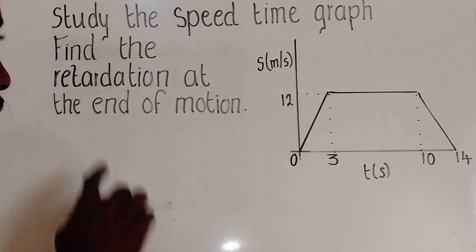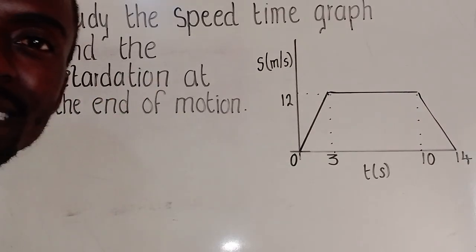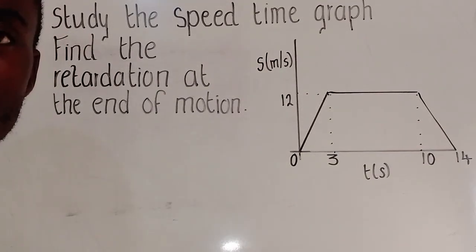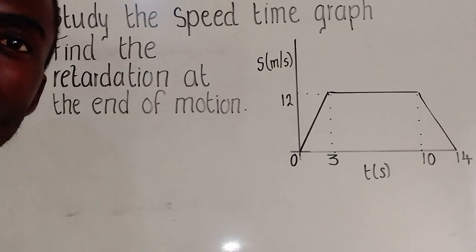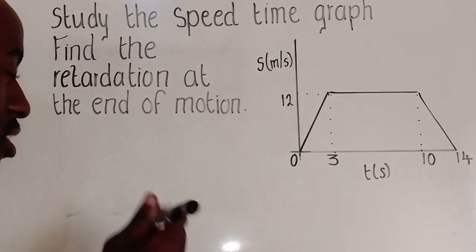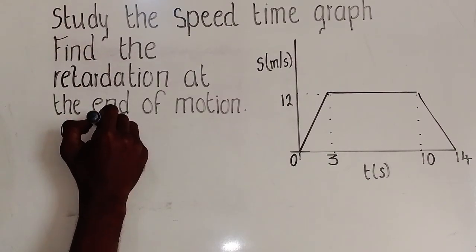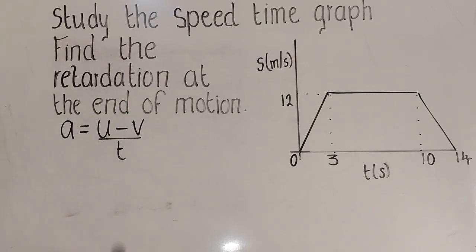Now the question is saying find the retardation. Retardation is just another name for, or more like the opposite of, acceleration. So in short, retardation is also known as negative acceleration, and it is given by the formula a equals u minus v over t.